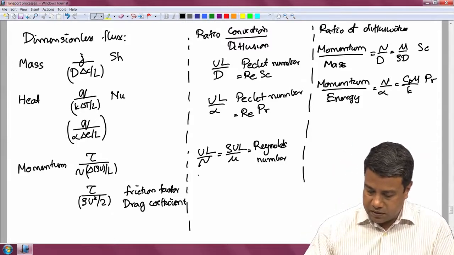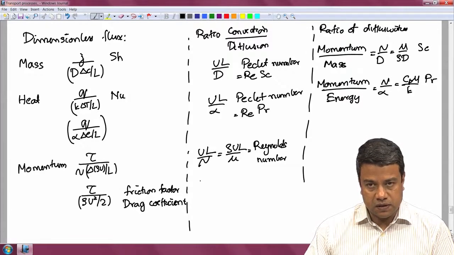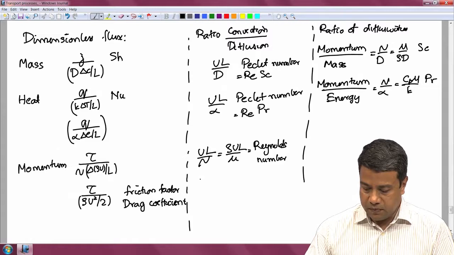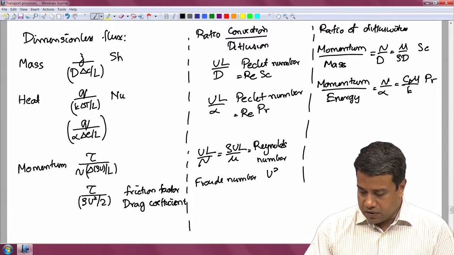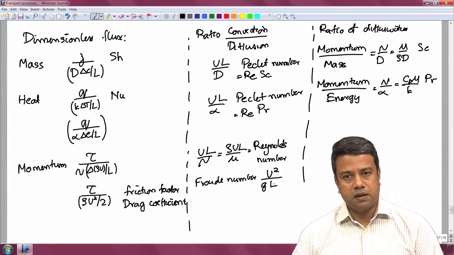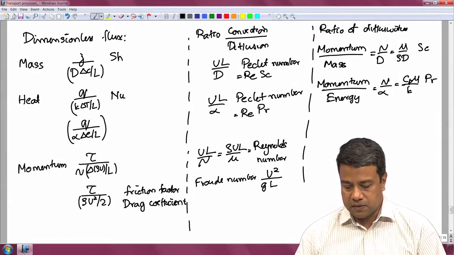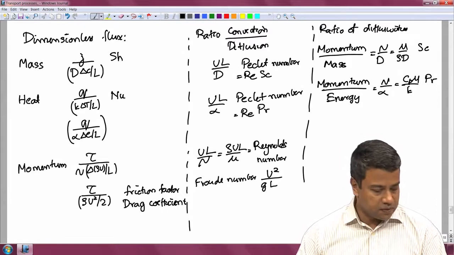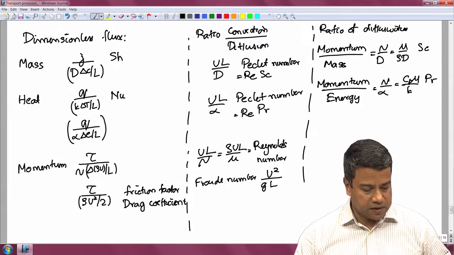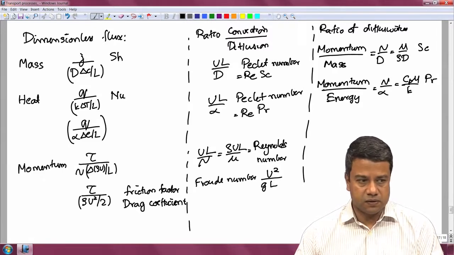Some additional dimensionless groups for momentum transport. In case gravity is important, you can have an additional term which goes as the Froude number, u squared by gL. You can see that this is dimensionless: length squared per time squared in the numerator, length squared per time squared in the denominator. So where gravity is important, you will have numbers that represent the ratio of gravity and inertia, and the acceleration due to gravity.